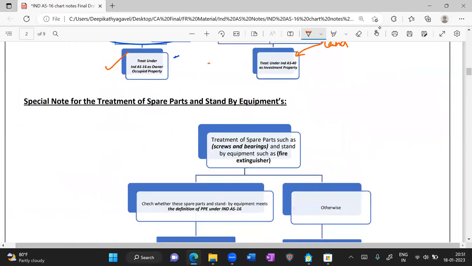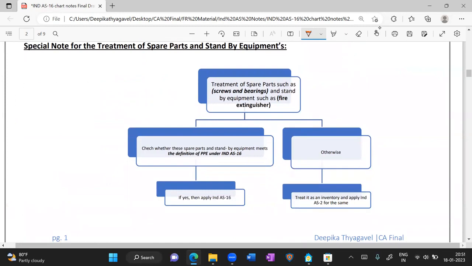Right, next let's see a small point from the ICI, which deals with treatment of spare parts and standby equipments. Now, spare parts are nothing but, if you have large machineries, obviously you will have a lot of screws, a lot of bearings and small spare parts, right? Also, standby equipments in your corporate offices, you will have fire extinguishers, which are very common examples of standby equipments. Now, we ask the standard IND AS 16, can I classify these spare parts and standby equipments under IND AS 16? Can I classify them as PP?